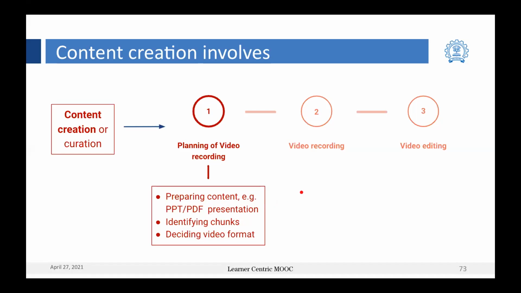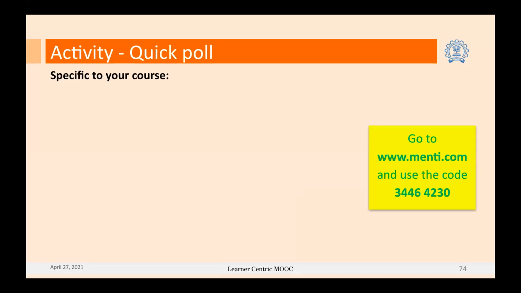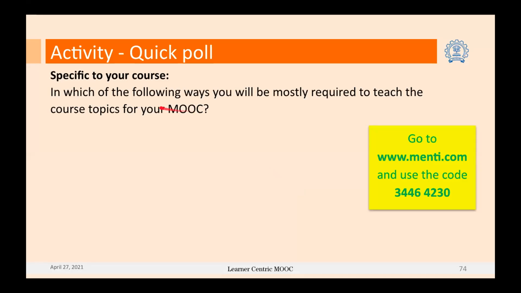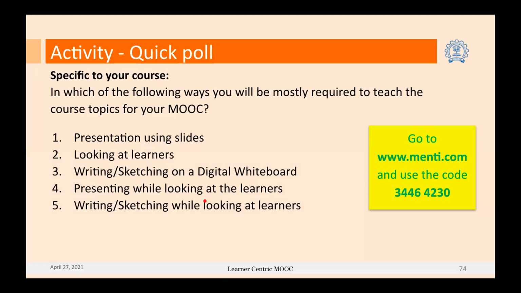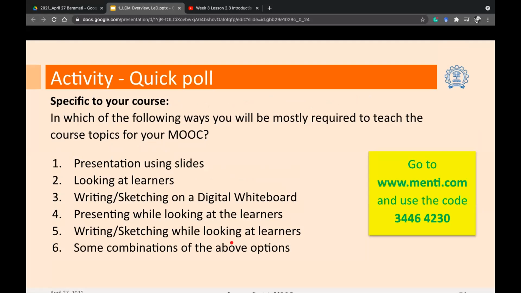So I have a quick question for you. This time I want you to go to Mentimeter and think about this question. Specific to your course or any course, which of the following ways would you mostly be required to teach course topics for your MOOC? If you can think of creating your own MOOC, what is your preference? You want to present using slides? You want to look at the learners all the time, or you want to write or sketch on a digital whiteboard? Are you required to present while looking at the learners? Are you required to write or sketch while looking at the learners? Some combination of the above. What exactly is your requirement?